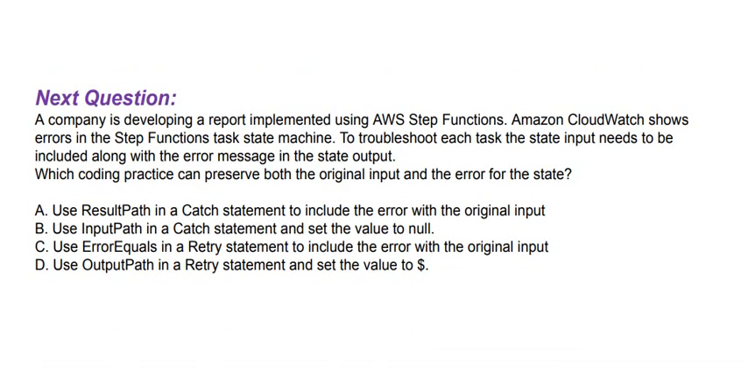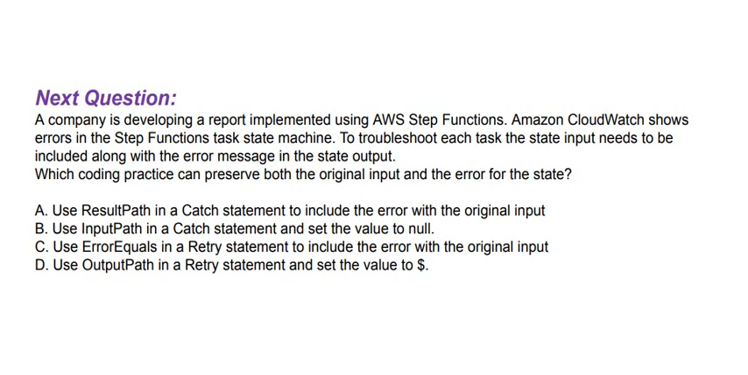Next question is: a company is developing a report implemented using AWS Step Functions. Amazon CloudWatch shows errors in the Step Function's task state machine. To troubleshoot each task, the state input needs to be included along with the error message in the state output. Which coding practice can preserve both the original input and the error for the state?